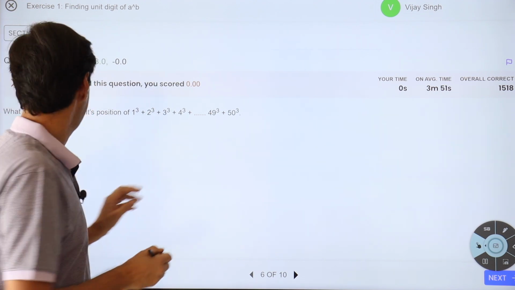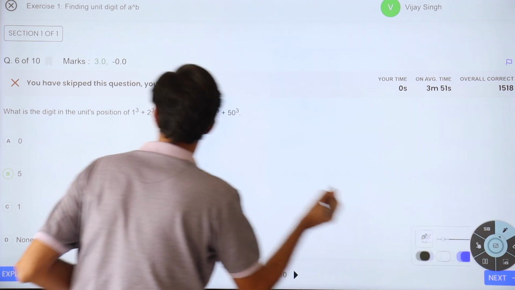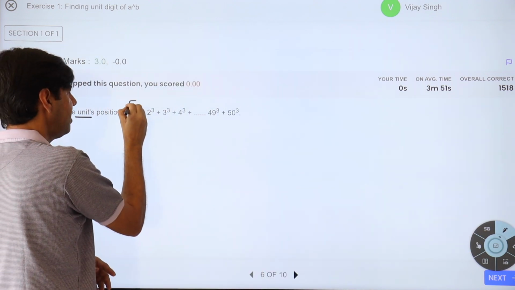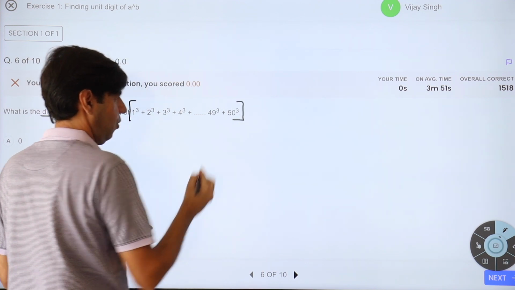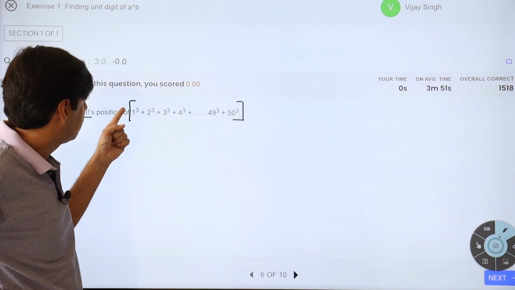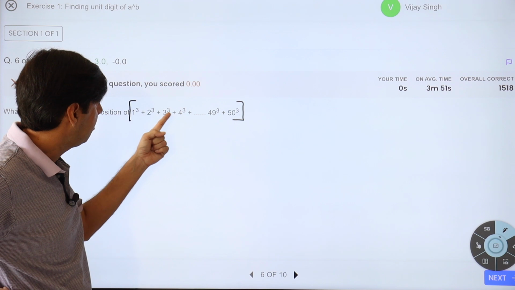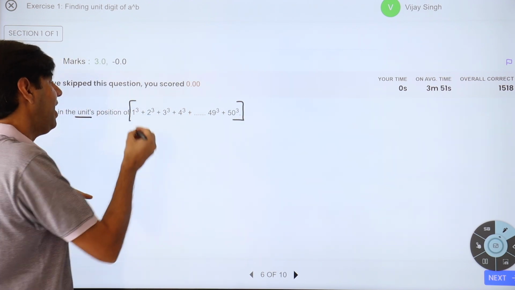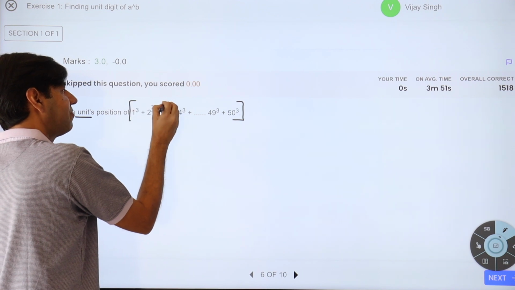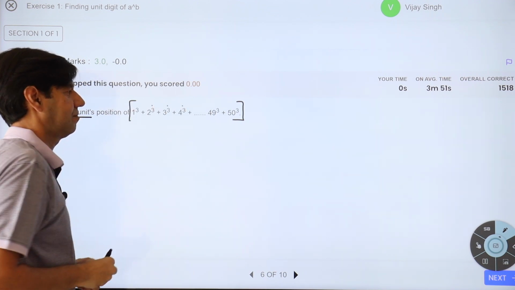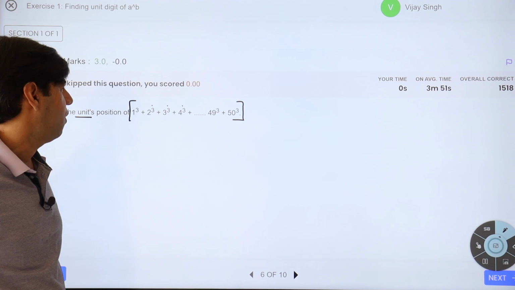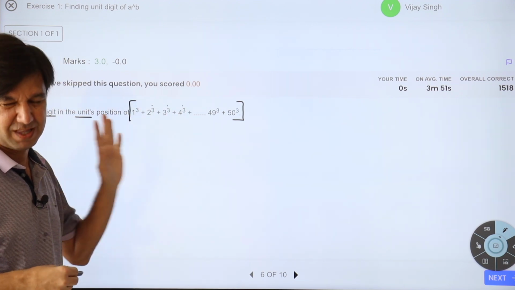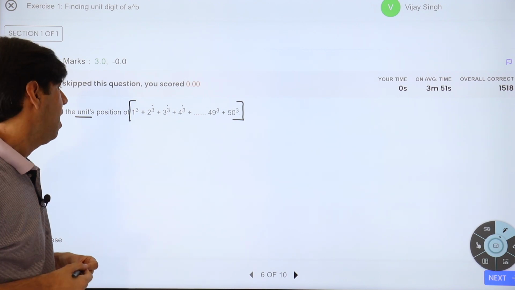So first observe it. The question is again asking us the unit digit, the digit in the units position. Now it's a longish expression. So observe it always, students. What you should observe is the base is 1, 2, 3, 4 and it continues till 49, 50. And the index is always a 3. So that n is always a multiple of 4 plus 3, or 3 itself. 3 is a pretty small one.